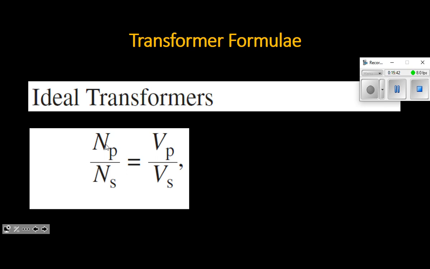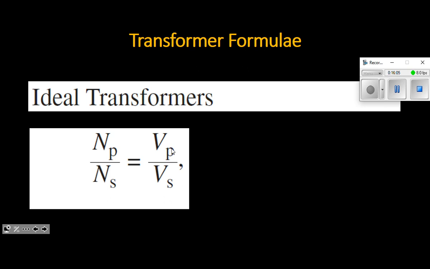So you notice that on these, primary is on the top, secondary on the bottom, and they're the same. Remember, as number of turns goes up, voltage goes up. Number of turns goes down, voltage goes down. So on the little fraction that we're going to set up, this ratio, the P has to be on the top, and the S on the bottom.